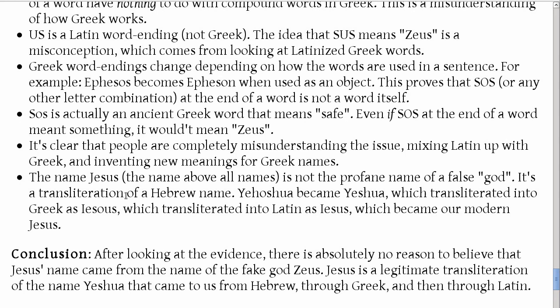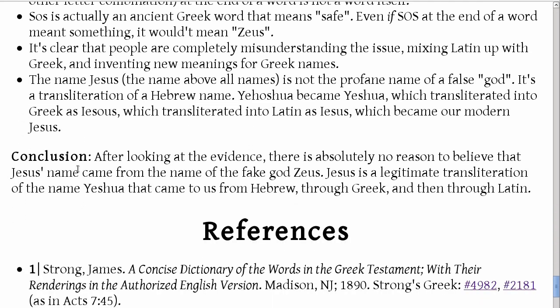It's a transliteration of a Hebrew name. Yehoshua became Yeshua, which transliterated into Greek as Iesus, which transliterated into Latin as Iesus, which became our modern Jesus. Conclusion. After looking at the evidence, there is absolutely no reason to believe that Jesus' name came from the name of the fake god Zeus. Jesus is a legitimate transliteration of the name Yeshua that came to us from Hebrew, through Greek, and then through Latin.